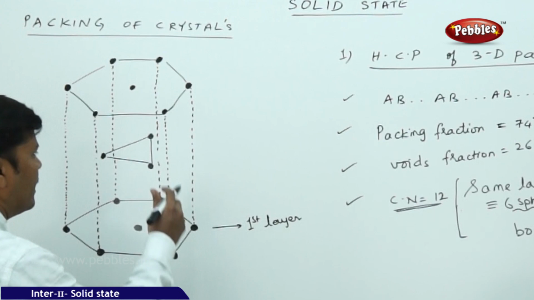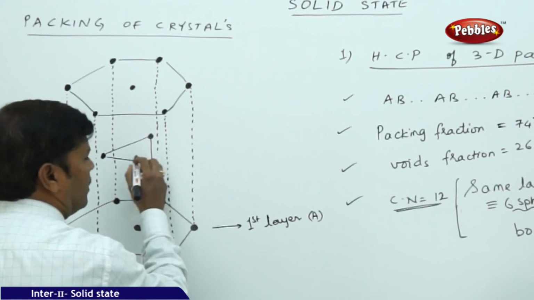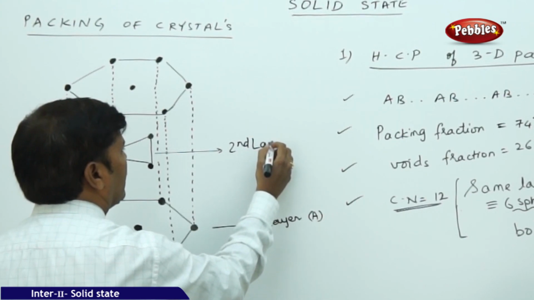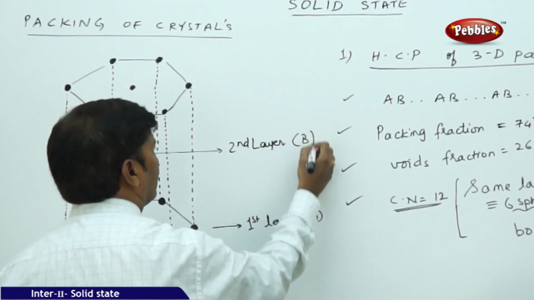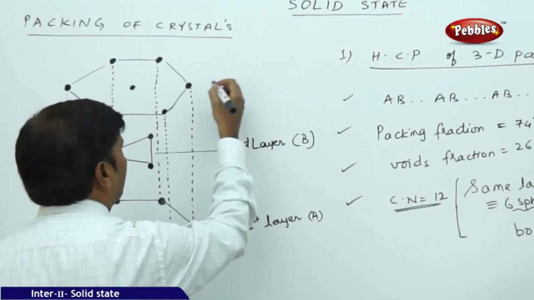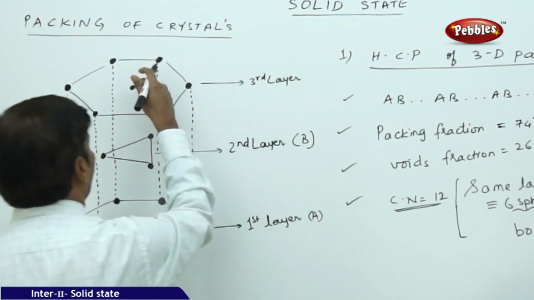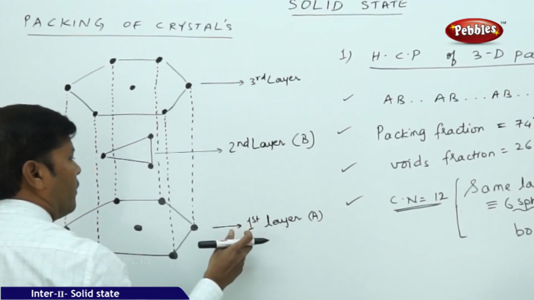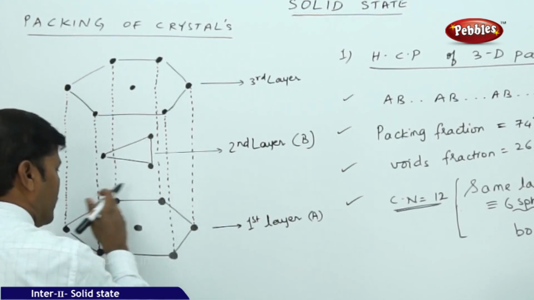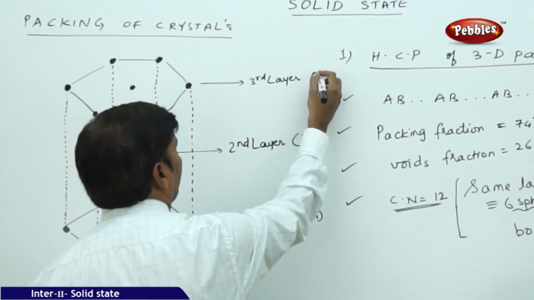So here what is happening is, if you take this as the first layer, consider this first layer as A, and this is the second layer. I'll go from here, this is the second layer, which is different from the first layer, and again consider this as the third layer. If this is the third layer, it's a repetition of the first layer, because you can see very clearly that here you have a hexagonal plane with 6 spheres and one face. So here also a hexagonal plane with 6 spheres at the 6 corners and one face. So this is again a sort of repetition.